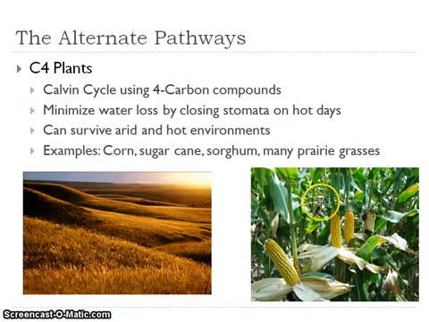Corn is a really good example. It grows a lot during the summer, especially in this region, and sugarcane and sorghum are both really big crops down in the south, where it's going to be really hot for a lot of parts of the year, so we need plants that can survive these environments. Also prairie grasses. If you go out into more western Kansas, you'll see lots of them, and these are all lovely C4 plants.